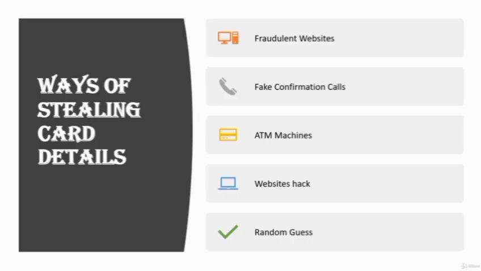Second one is fake confirmation call. You will get a random call from a hacker and he will ask you to confirm your card details because he needs to update something on their system. Remember that no bank will call you for your card details. Third one is ATM machine. The hacker installs their setup on an ATM machine so that they get all the details when a person enters his transaction details to get the cash.